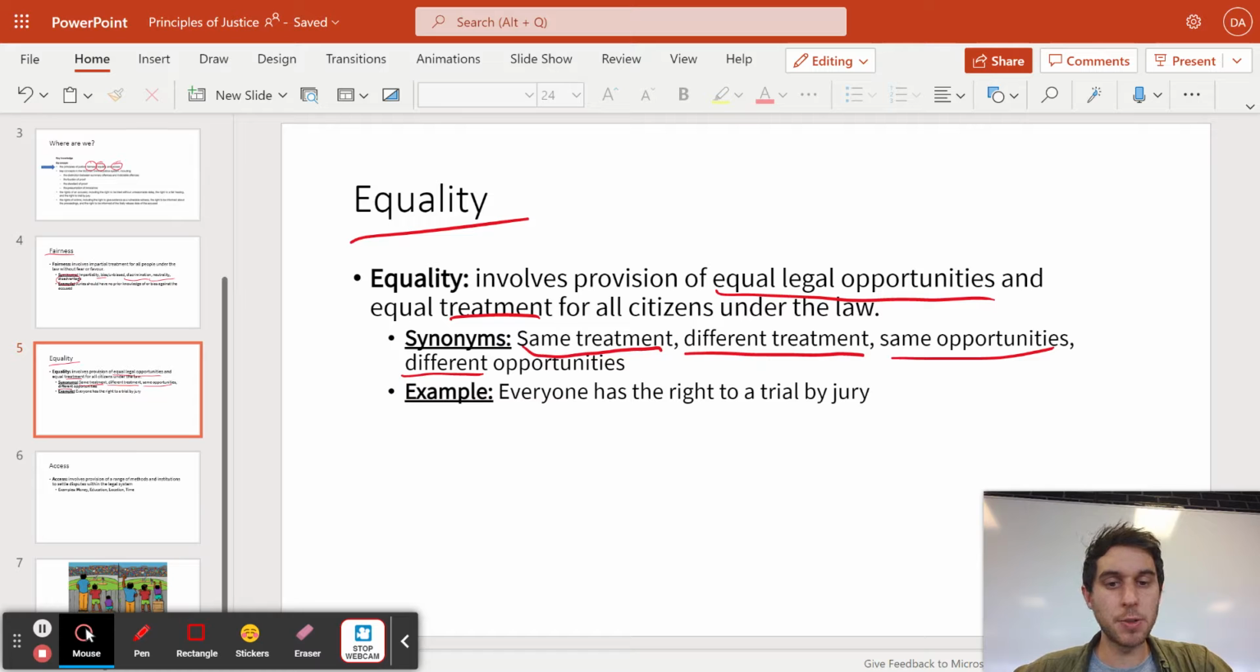An example of this in our legal system, again involving the jury, is that everyone who's charged with an indictable offence is given the right to a trial by jury. So everyone is treated the same way. They've all got the same right.